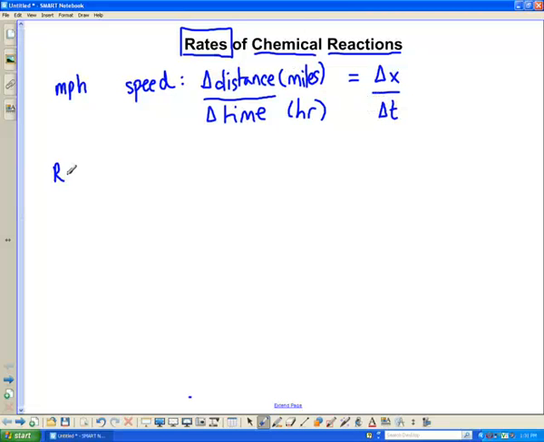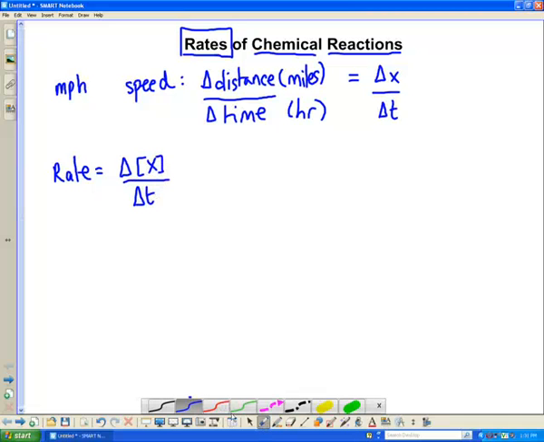So when you talk about the rate of a reaction, you are talking about the change in the concentration of whatever species you are measuring over the change in time. Alright? These square brackets here are just shorthand for the word concentration. Just makes it easier than writing out the word concentration every time. So like I said, you aren't measuring distance, you're measuring concentration change. Alright, and that's really what the rate of a chemical reaction is.